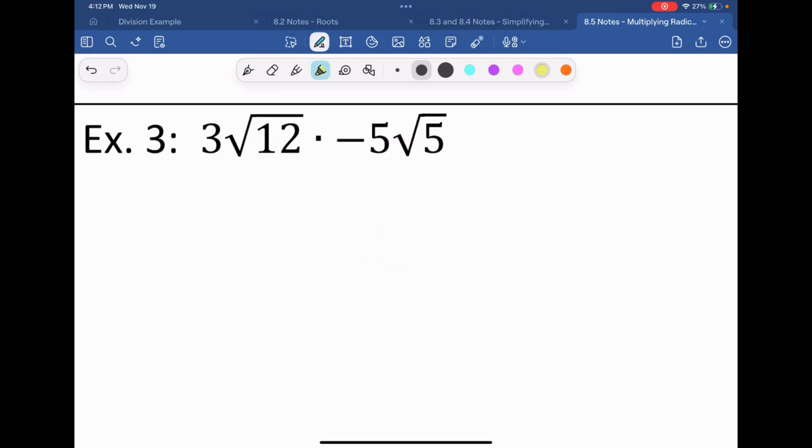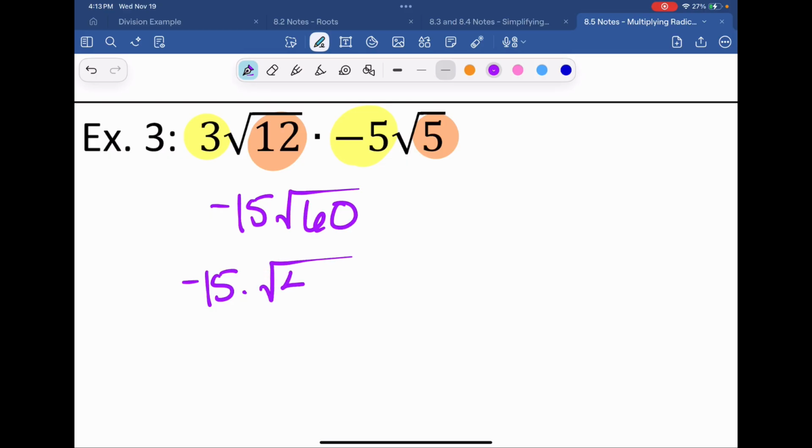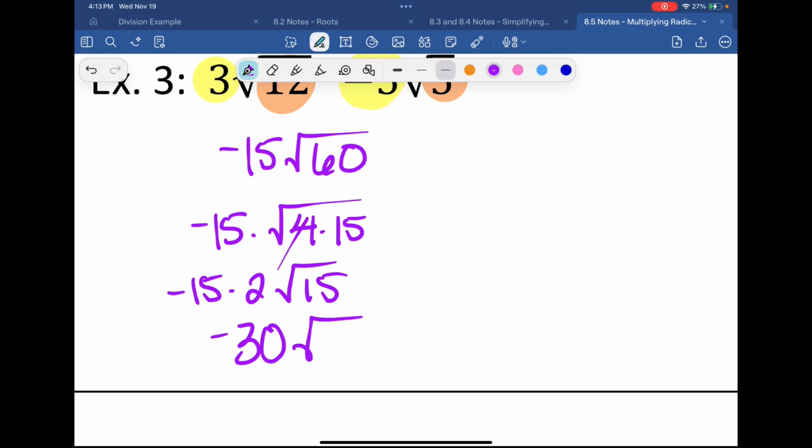As long as it's multiplication, it doesn't really matter what's on the outside or inside, as long as they're the same index. All right, so here I have a 3 multiplied by negative 5. It's going to give me negative 15. I also have 12 and the 5 on the inside. 12 times 5 is 60. And the largest square in the 60 is 4. Square root of 4 is 2. There, so we have 2 root 15.